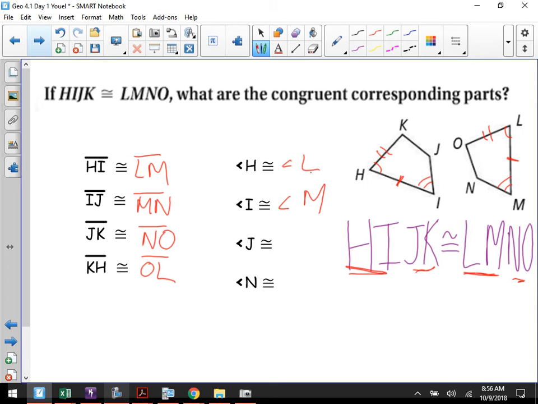Right, angle J. Let's hear from someone who hasn't participated yet. Good. Angle J is congruent to what'd you say? Yeah. Does everyone see how I got that? Making sense to everyone? And finally, what's angle N congruent to? Good.